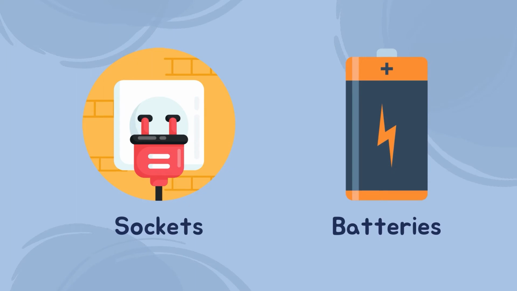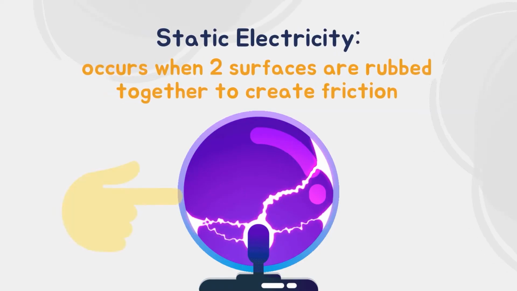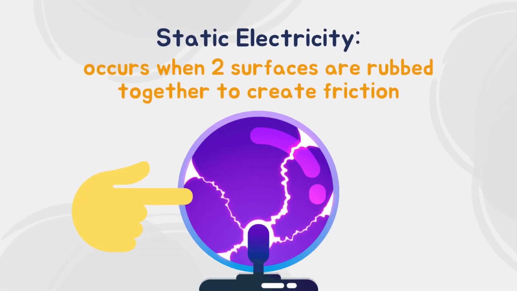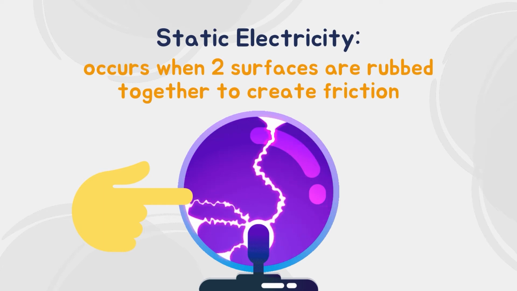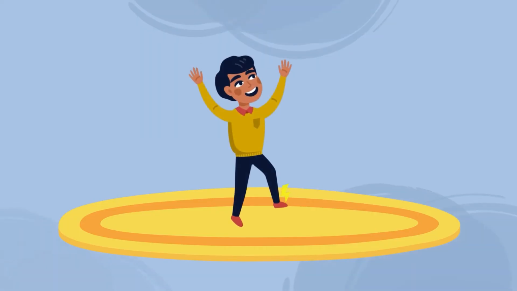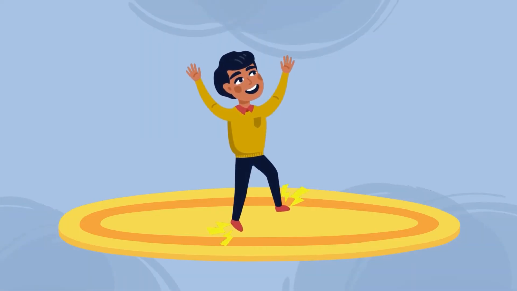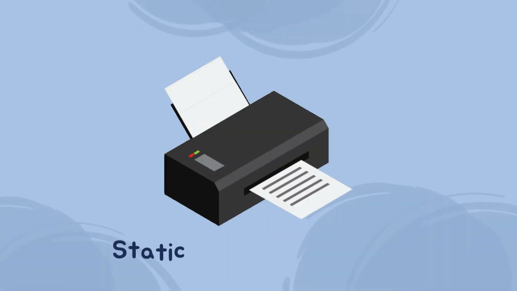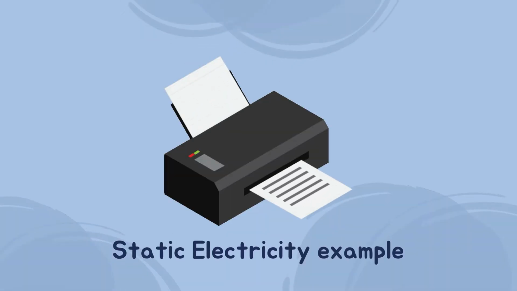the form of batteries. There are different types of electricity, such as static electricity. Static electricity occurs when two surfaces are rubbed together in order to create friction. This is why sometimes when we rub our feet on the carpet and touch something suddenly, we feel a spark or a small shock. Static electricity can be found in printers. The electrical charges cause the ink to be attracted to the paper.